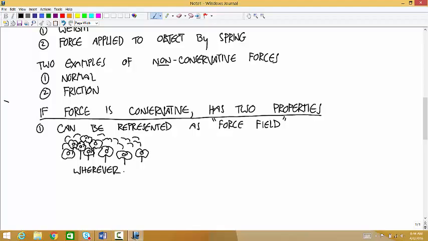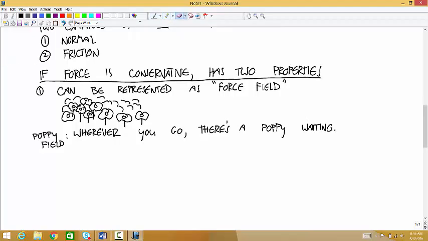So here's a poppy field. Wherever you go, there's a poppy waiting. A force field is the same idea. Wherever you go, there's a force waiting.